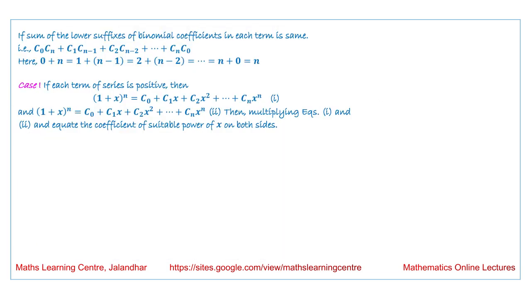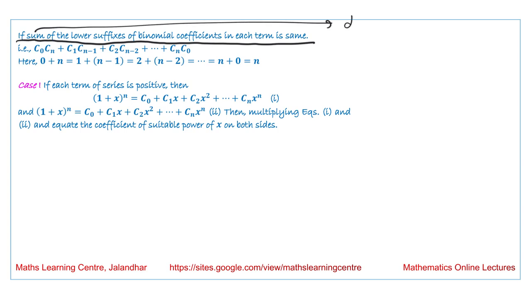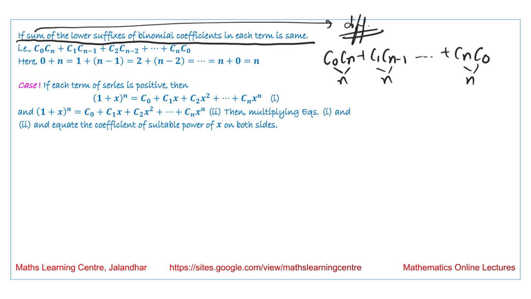Next is, if the sum of the lower suffixes of the binomial coefficients in each term is the same. In the previous case, in place of the sum we were talking about the difference being the same. Now we are saying the sum is the same. We are talking about conditions like this, that c0 cn plus c1 c(n minus 1) and so on up to cn c0. We are having the terms in this way. So we are saying the sum of these values is n. In the previous case it was the difference. Now we are talking about the sum being constant.